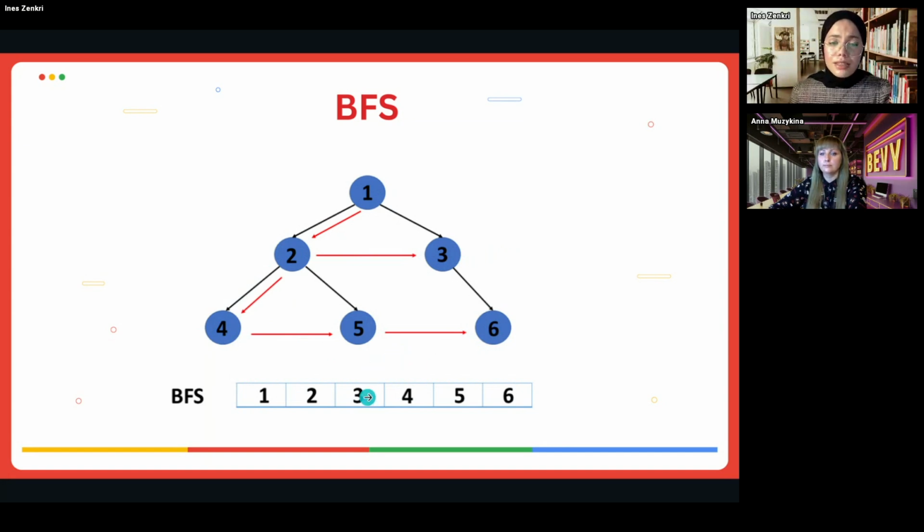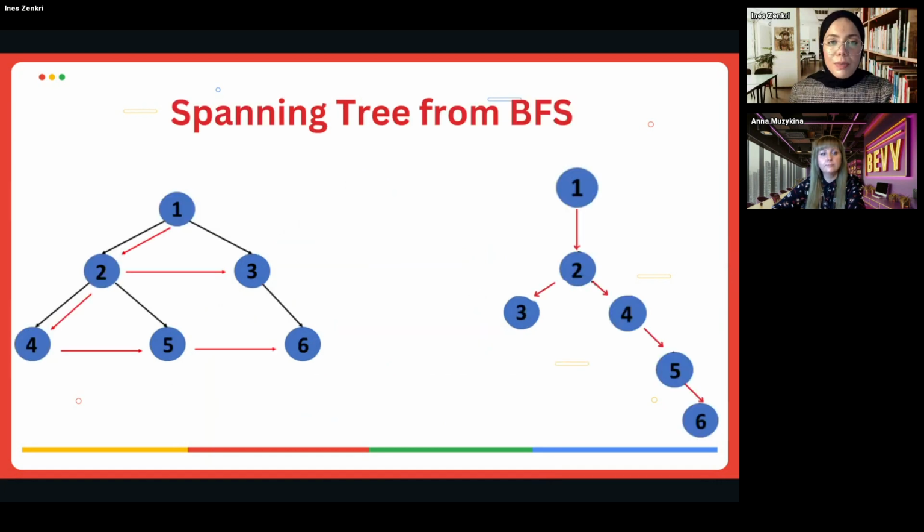And at the end, as a result, we have 1, 2, 3, 4, 5, 6 as a BFS result. Before talking about the spanning, how does it happen? Basically, the BFS algorithm builds a spanning tree. Spanning, maybe you have heard it from linear algebra, which means we can construct anything from the spanning tree.